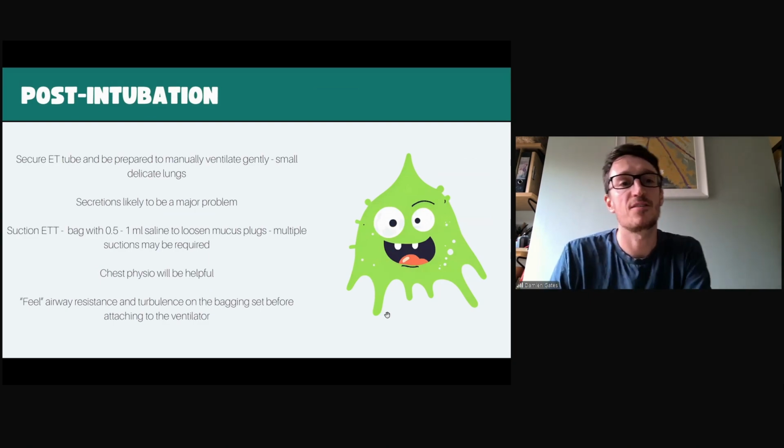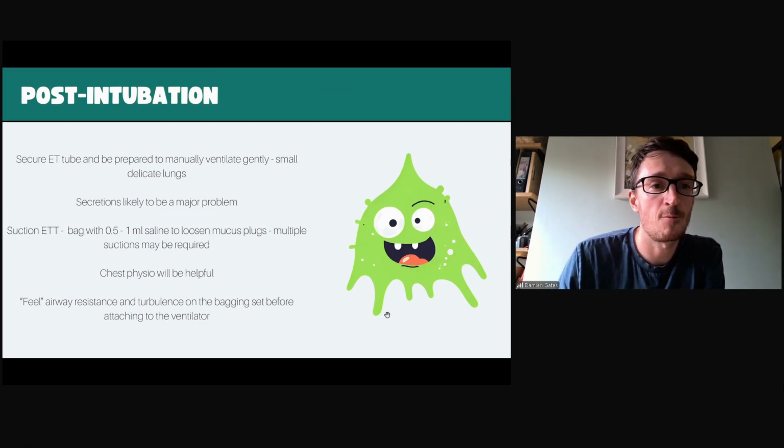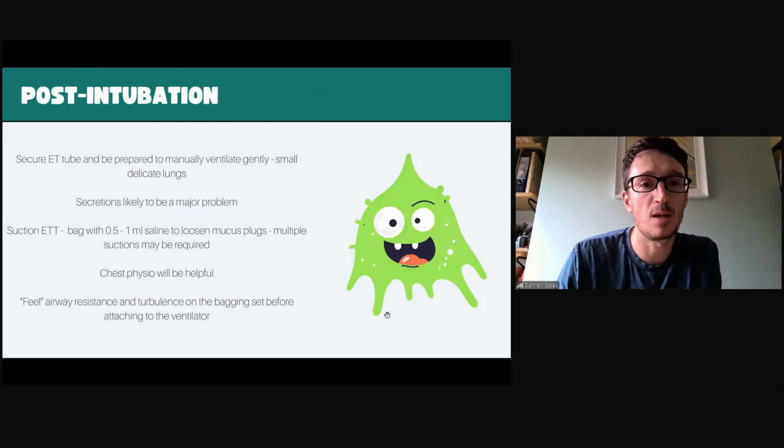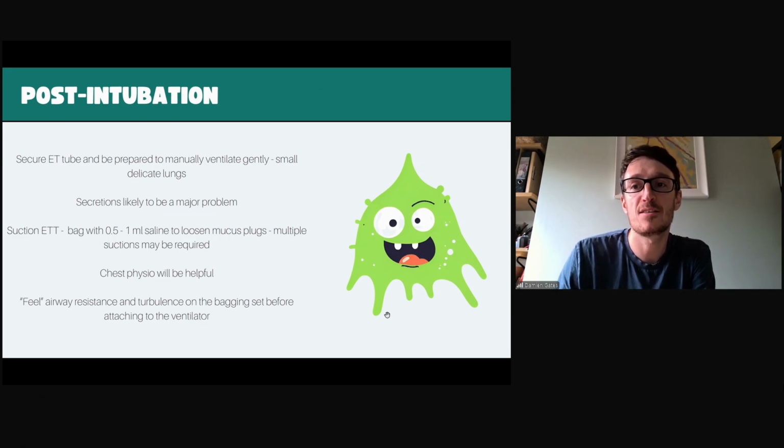Post-intubation, the work doesn't finish when the tube's in. Actually, sometimes the hard work begins. So you need to secure your ET tube and be prepared to manually ventilate the child with the bagging circuit through the ET tube. Bear in mind, these are very small, delicate lungs, very small tidal volumes, so bag gently.